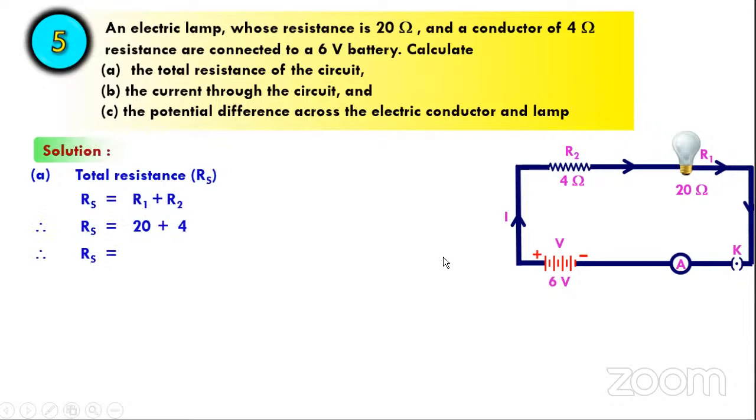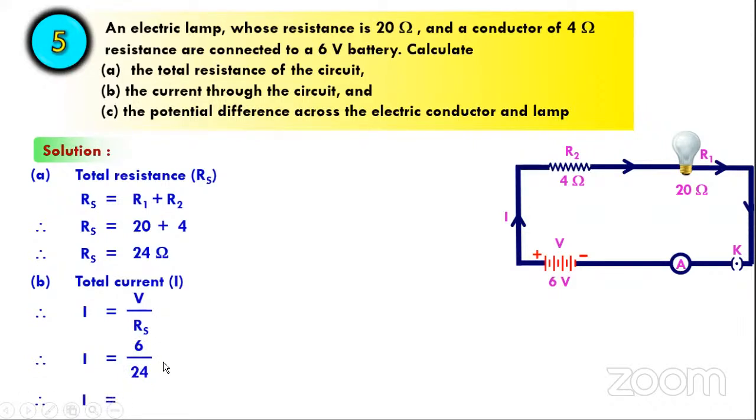So here onwards are the answers. First question is 24 ohms. Total equivalent resistance of the circuit, they are connected in series, 4 plus 20, so 24. Second bit is current through the circuit. V is equal to IR formula. I is equal to V by R. V is given, 6 by 24, that equals 1 by 4, that is 0.25 amps.